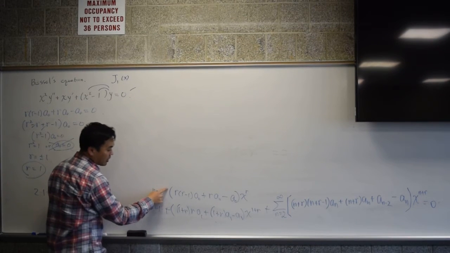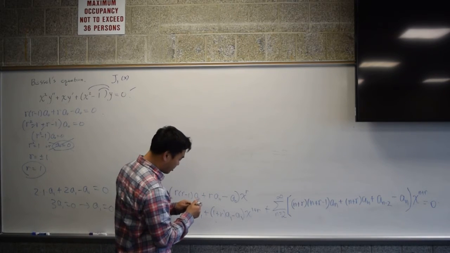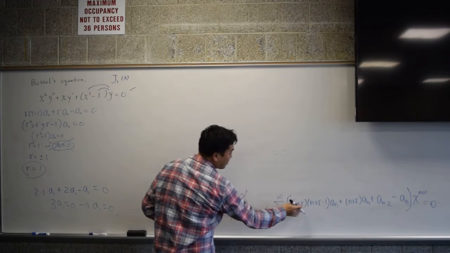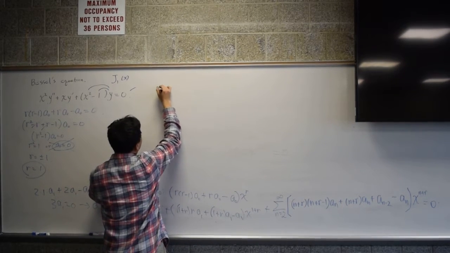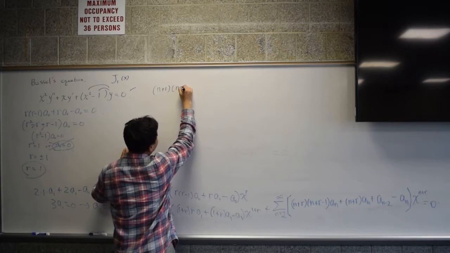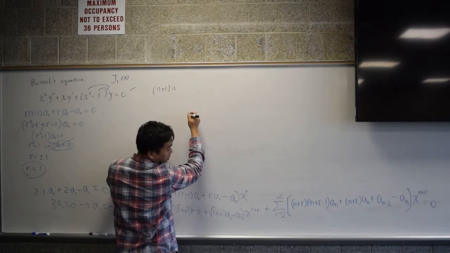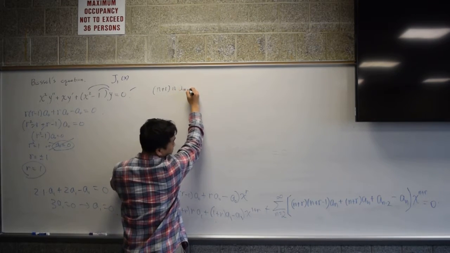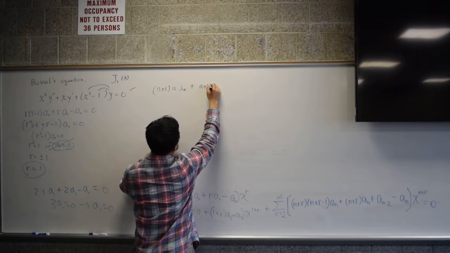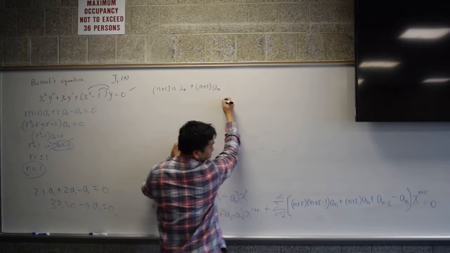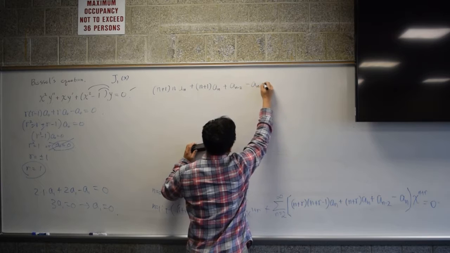So that's what we got for n equals 0 and n equals 1. Now we have to look for the recurrence relation. What's the recurrence relation? Let's copy this down again, but with r equal to 1, okay? So n plus 1, n plus 1 minus 1, so that's just n, and then an, plus n plus 1 an, plus an minus 2, minus an has to equal 0.